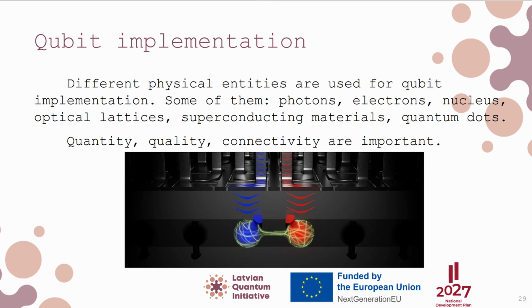We need to have a good quality of qubits, so we control them and they do not lose their state. We need to have quantity: the more qubits we have, the harder tasks we can perform. Connectivity means how many of them we can entangle and in how many different ways. So there are several parameters that are important, and each of them poses some challenges.